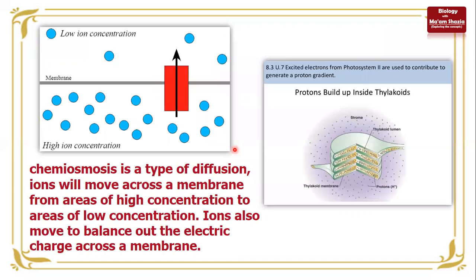Now look at this diagram. This is actually what osmosis is. Higher concentration, lower concentration, and then this is the semi-permeable membrane, right? You all know that it involves a semi-permeable membrane.